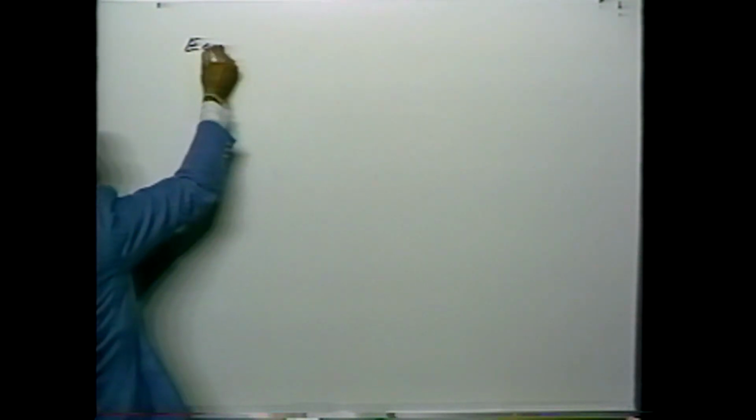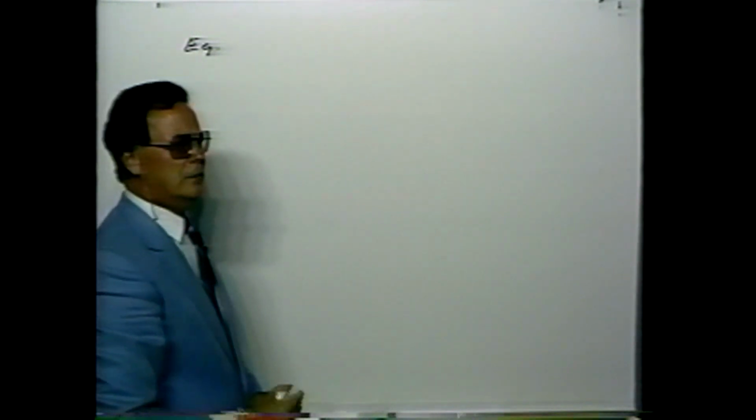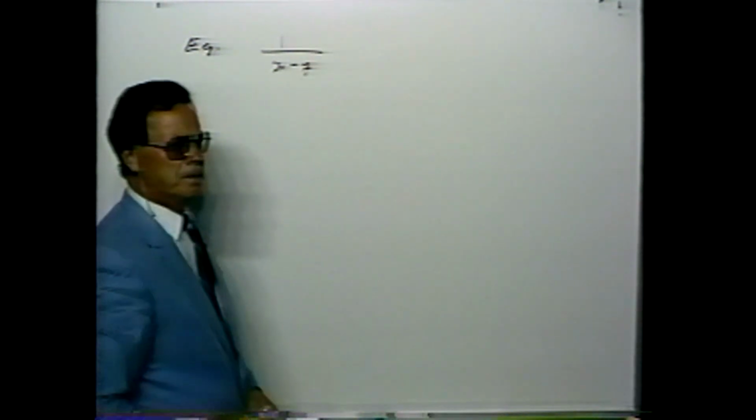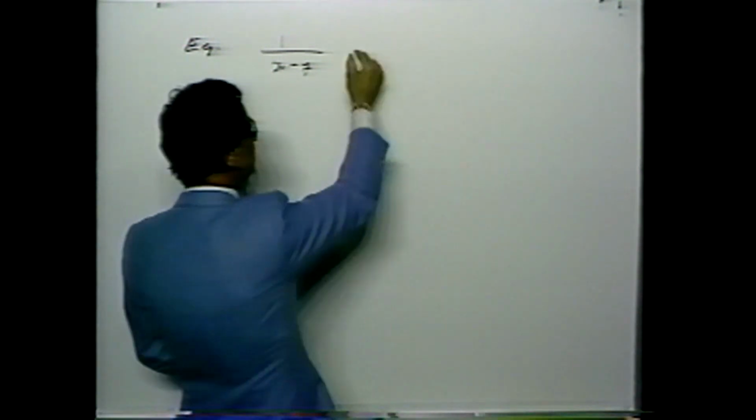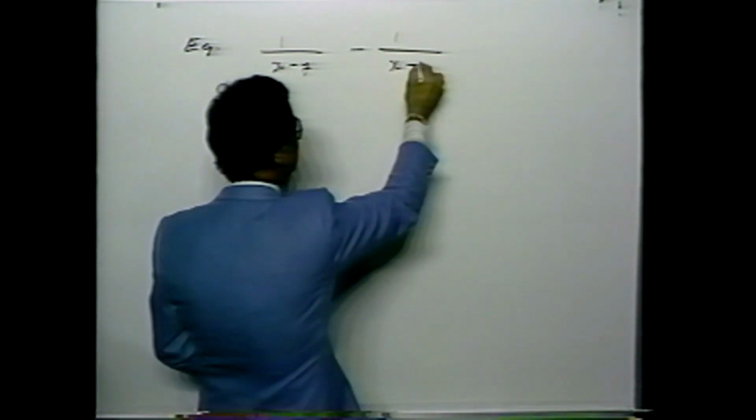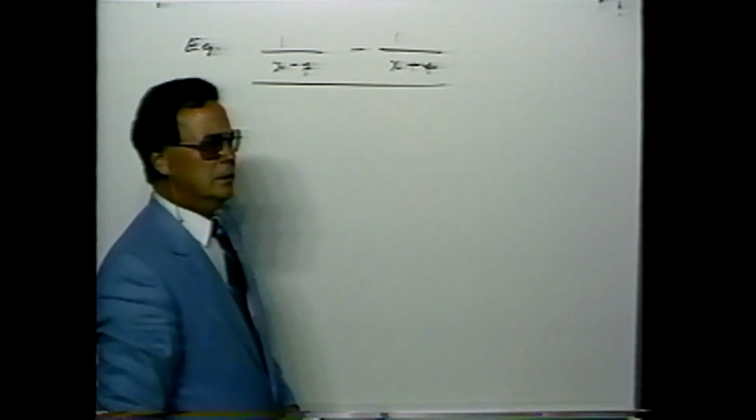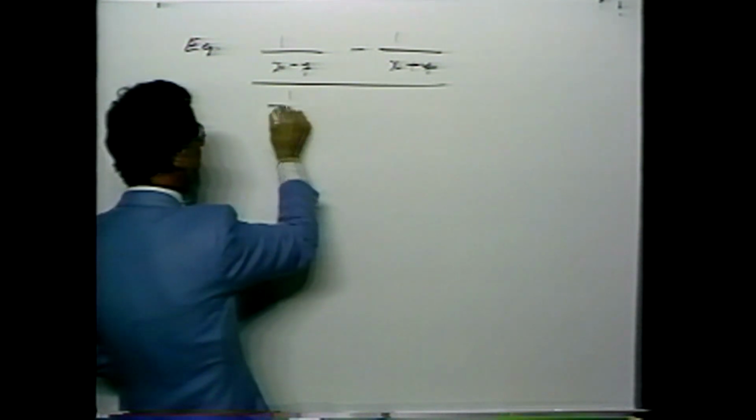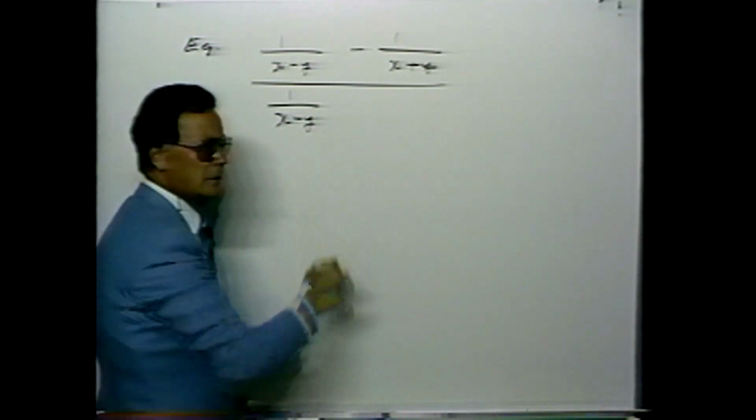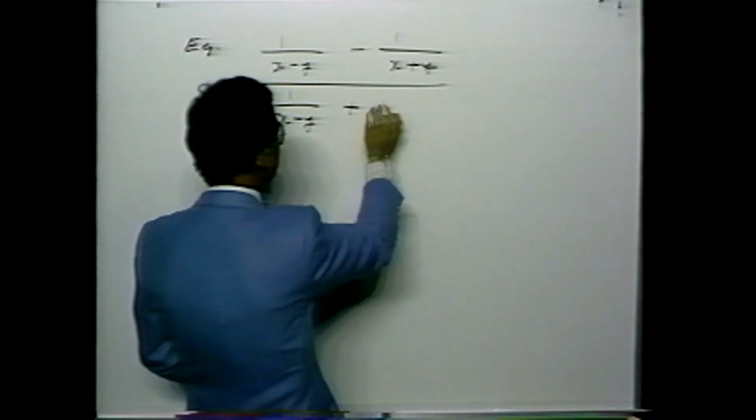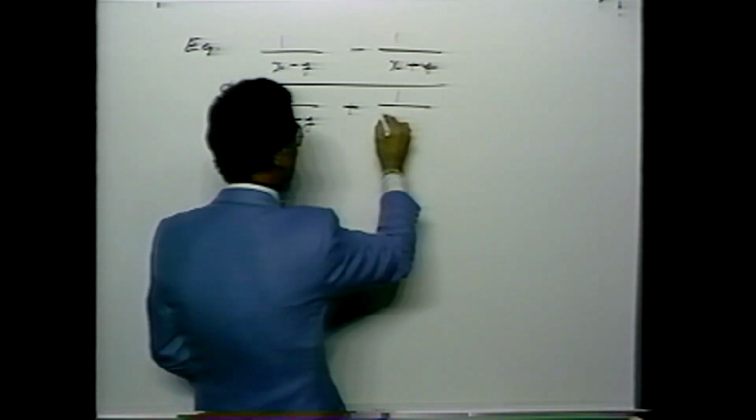In another example, I have 1 over (x minus y) minus 1 over (x plus y), all upon 1 over (x minus y) followed by 1 over (x plus y) with a plus sign in between.